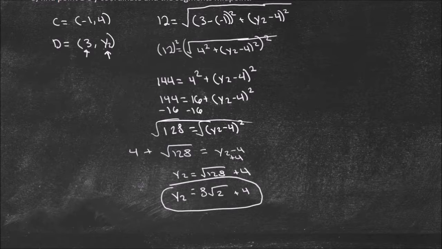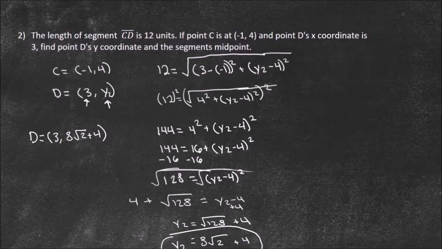And now we have to figure out D. Well, D is going to equal 3, 8 square root of 2 plus 4. And that's as simple as we can get it. I know this looks confusing, but that's all we can do right now. So that's what we're going to leave it as. Now it says find point D's y-coordinate. We did that. It's 8 square root of 2 plus 4.